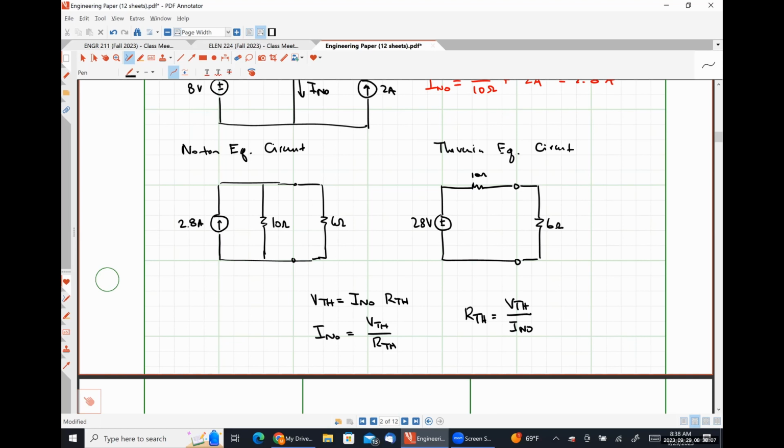Okay. All right. So let's work another example. This time finding the Thevenin equivalent circuit.